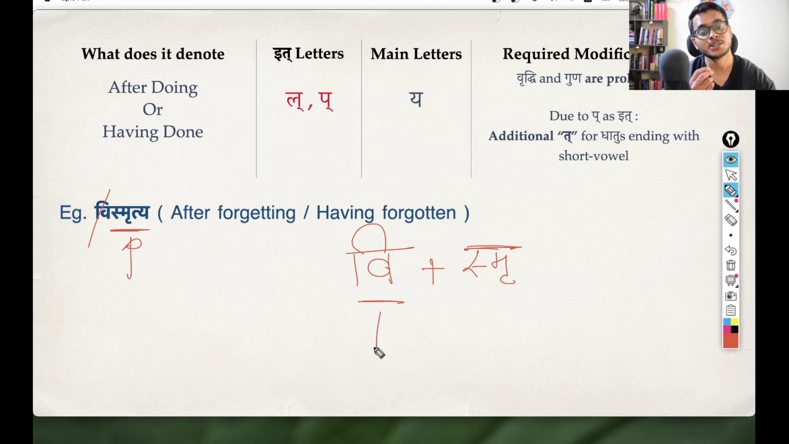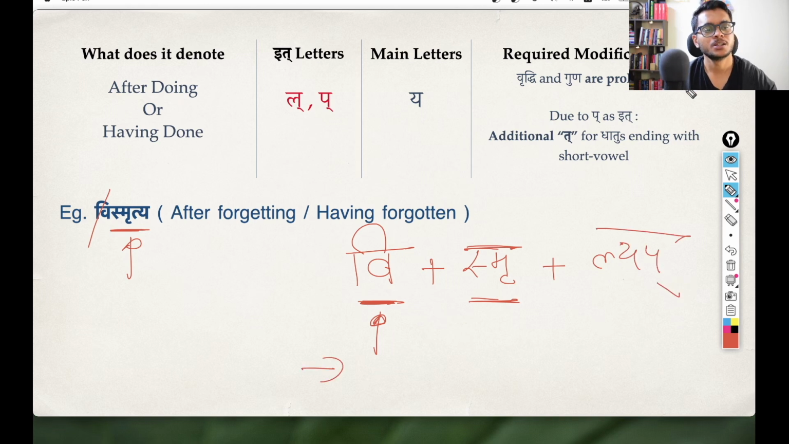Okay. And with this prefix vi, smri, the meaning completely changes. The meaning becomes to forget. So again, one of those instances where the upsarga, the prefix, completely changes the meaning of the dhatu. Smri dhatu means to remember. Along with this vi, the meaning becomes to forget. So vi plus smri, this is the combination, and we want to say after forgetting. So we are going to use lyap pratyay.